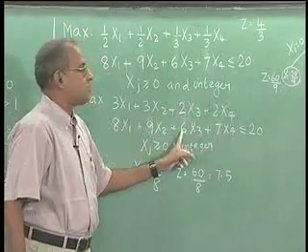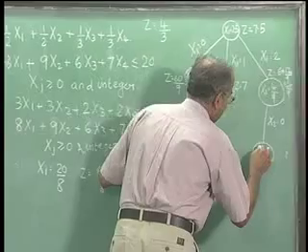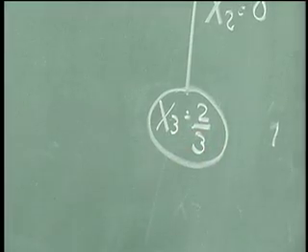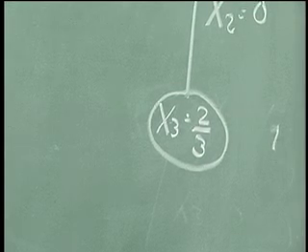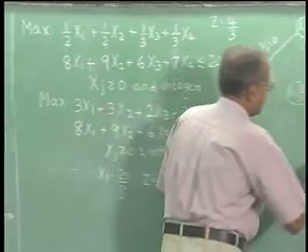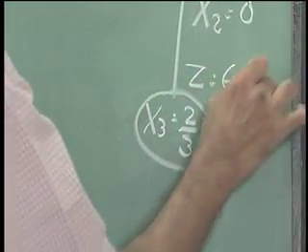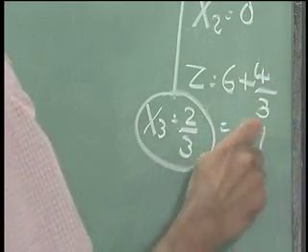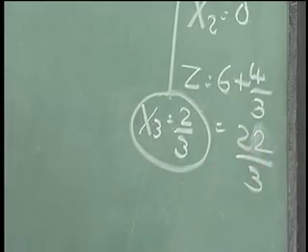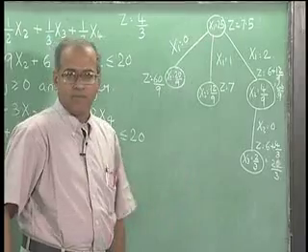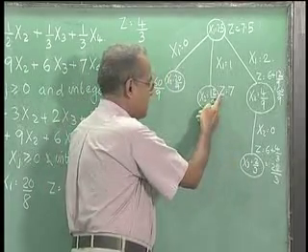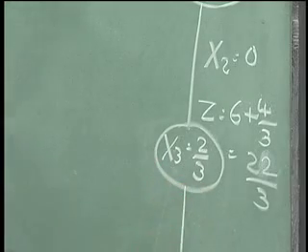So x3 is equal to 4 by 6, which is 2 by 3. So x3 is equal to 2 by 3. Z is equal to 2 by 3 into 2, 4 by 3, plus 6. So Z is equal to 6 plus 4 by 3, which is 22 by 3, which is also 7 plus something. So among all these, the maximum is still here, 7 plus something. So we branch from this.